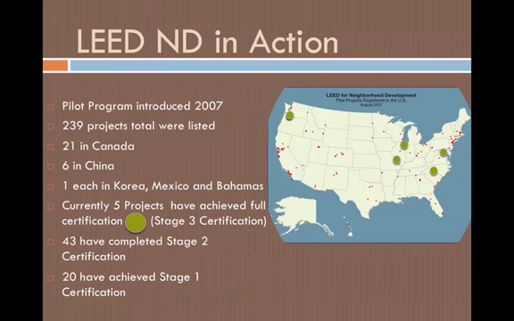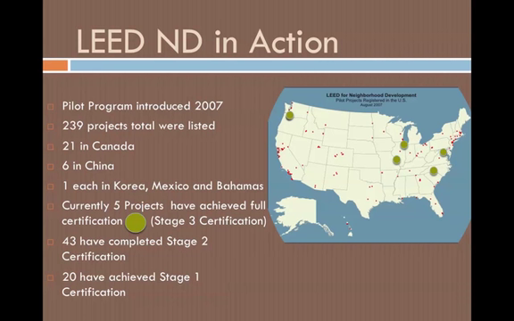LEED for Neighborhood Development was first conceptualized in 2002, and in 2004 a committee was formed to guide its development. In 2007, the first draft of the standard was unveiled for public review and comment, and in 2008 the pilot program was launched. Today, LEED for Neighborhood Development standard is ready to go live.